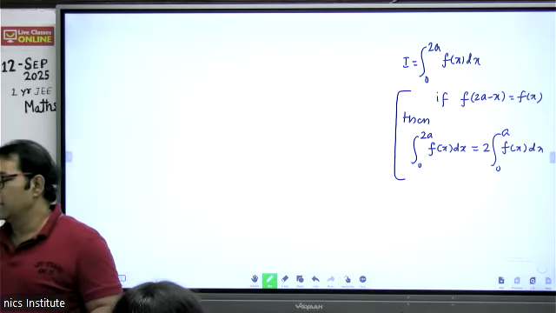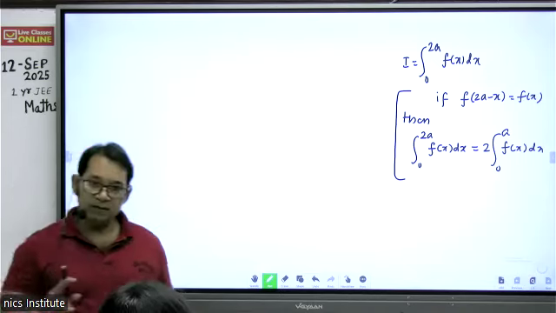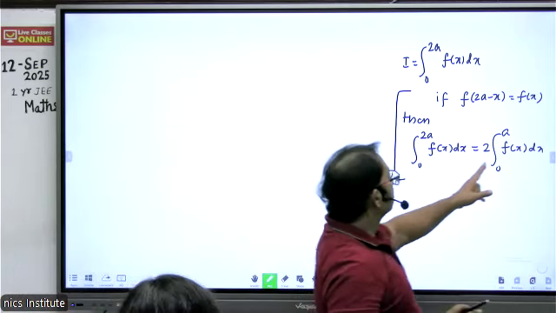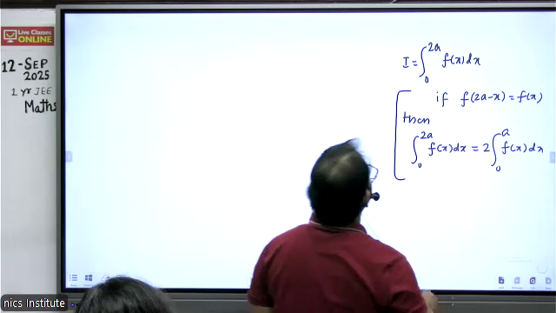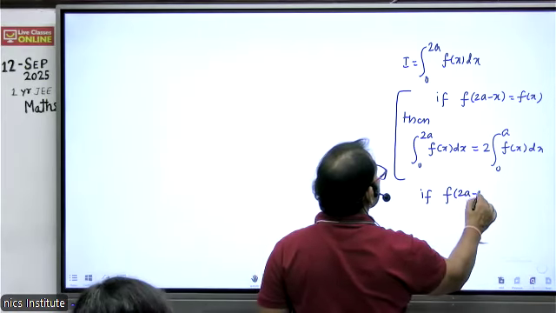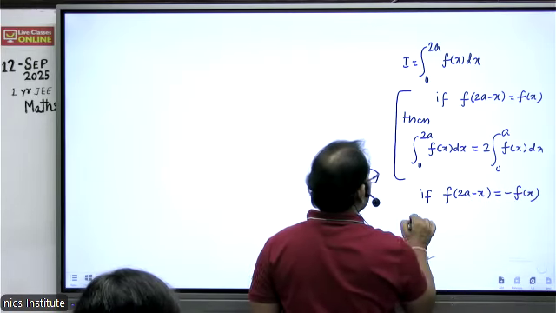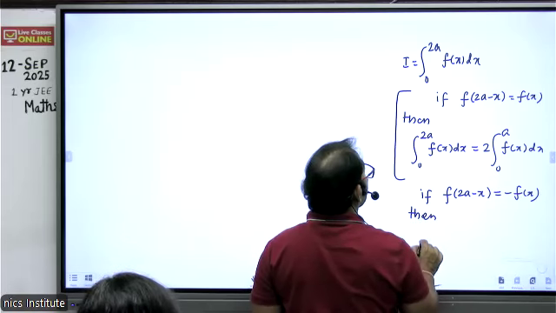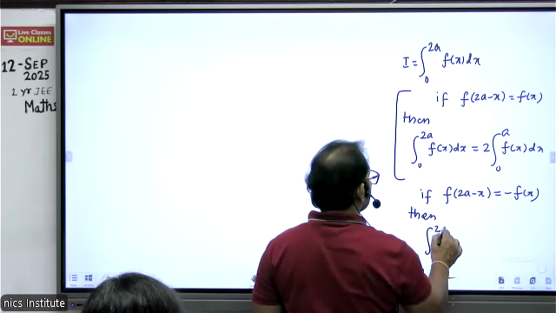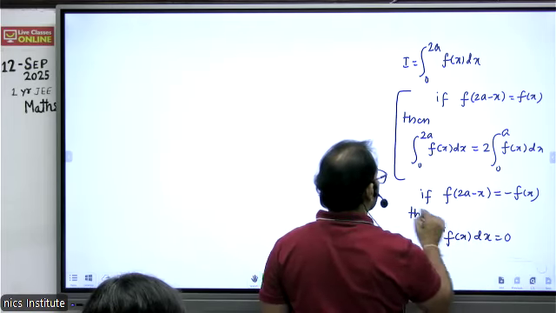So if you have f of 2a minus x is equal to f x, then this is always equal to this. And if f of 2a minus x is equal to minus f x, then 0 to 2a f of x dx will be equal to 0. ये लिख लो एक बार.